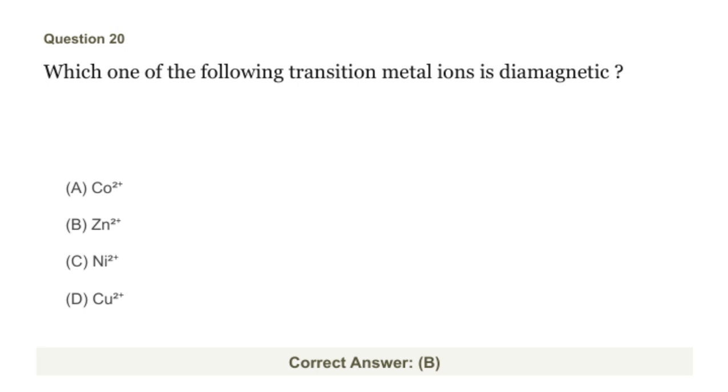Contrast that with ions like Co2+, Ni2+, or Cu2+, which have unpaired electrons in their d orbitals, making them paramagnetic. So, in the context of our overall discussion on magnetic properties of transition metals, understanding which ions are diamagnetic helps us predict their behavior in magnetic fields. And here, zinc ion, Zn2+, is the one that is diamagnetic because of its fully filled d orbital.